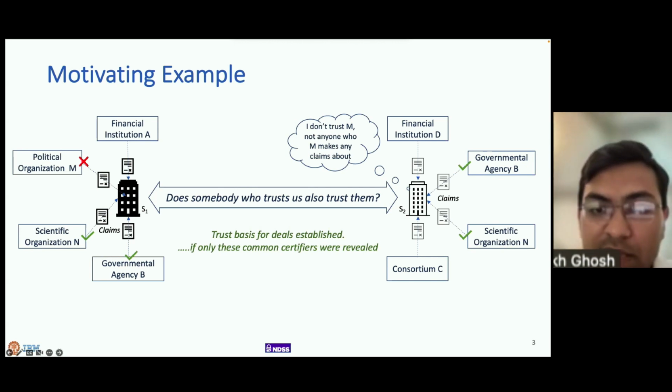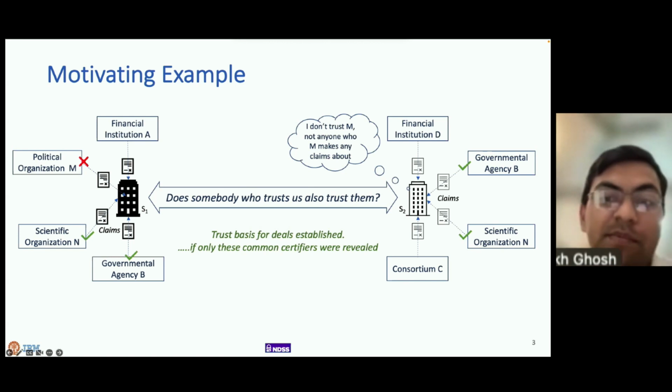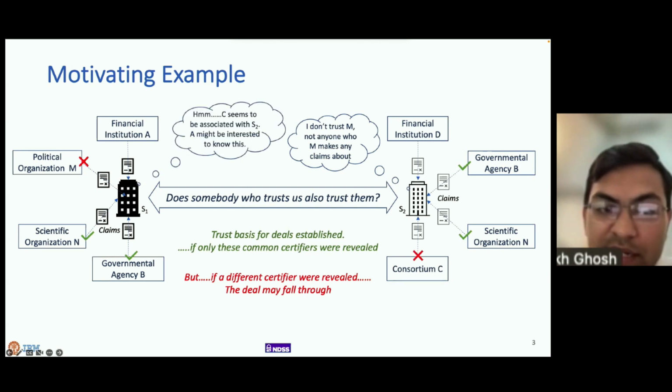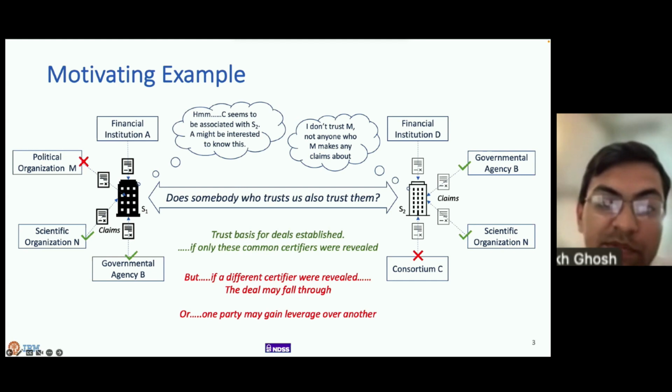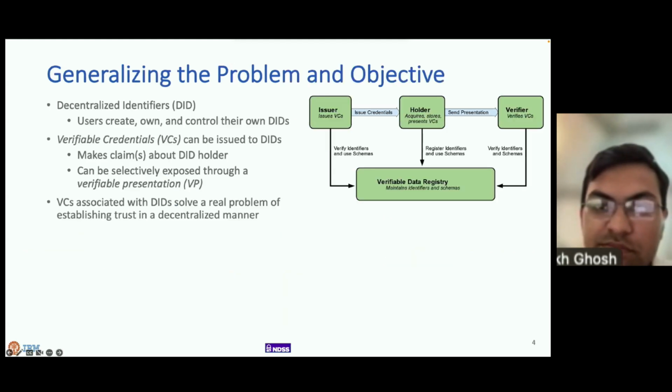And interestingly, often these associations can be sensitive, such that this company on the left-hand side might not want to reveal it to the right unless it was something that was in common with the two. Or it might also happen that one party might gain some business leverage by getting to know some of the certifiers of the other party. So overall, it is very important to preserve privacy while determining such common certifiers.